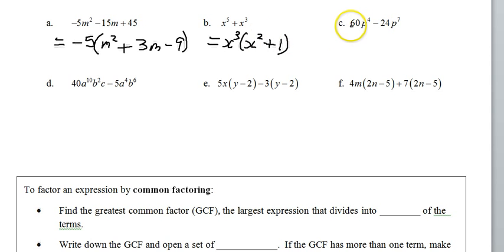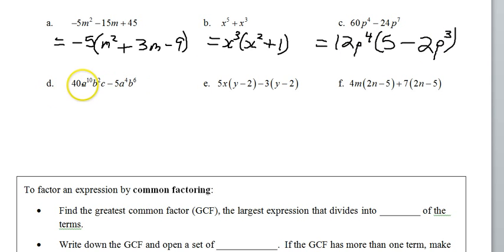Here we need the largest number that divides into 60 and 24, which is going to be 12. We can take the smallest power of p as a common factor, 12p to the 4th. In order to get the 60, we've got a 5, and I've already got the p to the 4th, minus sign. To get 24, I need a 2. To get a p to the 7th, I'm going to need a p cubed.